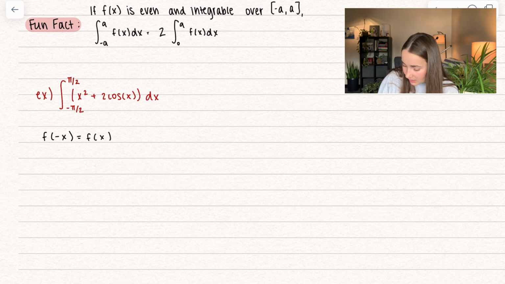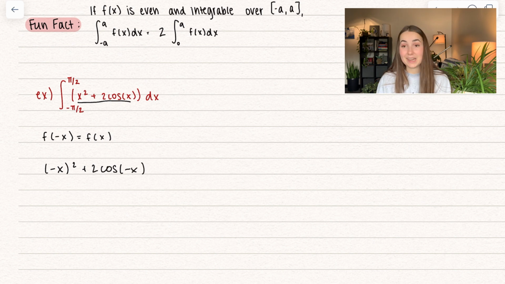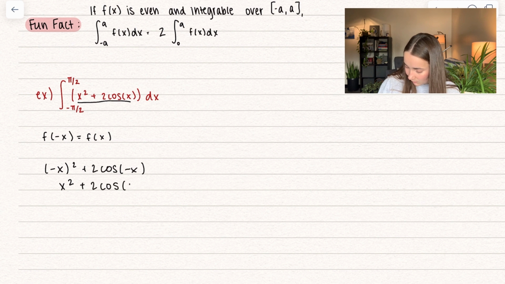So let's go ahead and plug in negative x into our function. We get negative x to the power of 2 plus 2 cosine of negative x. So negative x squared is just going to be positive x squared, and we already know cosine is even, so this becomes cosine of x.